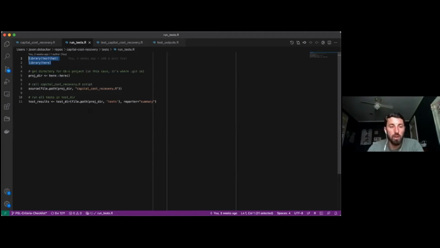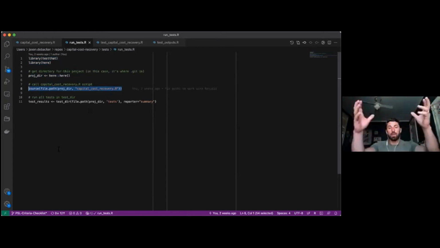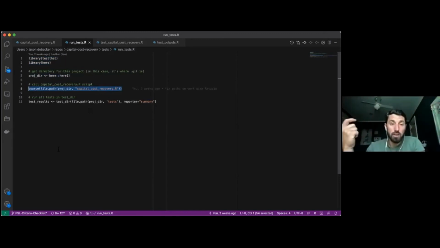First of all, I'm going to find the directory where I'm at using that here package. Next, I'm going to call that capital cost recovery script. So this is going to be the source file that the subsequent tests are going to run on, right? Remember, I'm going to be writing unit tests for the functions in that capital cost recovery.r. So I'm going to provide the path to that source file that we're testing here.